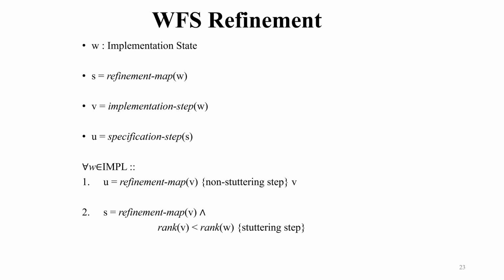Consider a state W in the implementation transition system, and a state S, which is the refinement map of W in the specification transition system, such that V is the successor step of W, and U is the successor step of S. Then for all W in the implementation transition system, there exists U, which is the refinement map of V in case of a non-stuttering step, or S, which is the refinement map of V in case of a stuttering step.